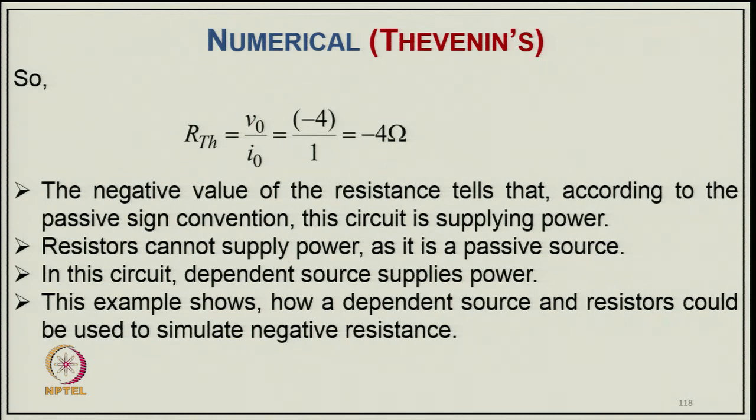A negative value of resistance tells that, according to the passive sign convention, the circuit is supplying power, and a resistance cannot supply power as it is a passive element. So, in this circuit the dependent source supplies the power, and this example shows how a dependent source and resistance could be used to behave similar to a negative resistance.